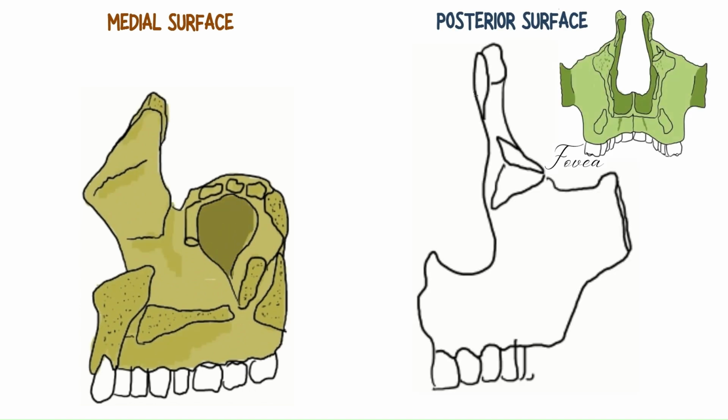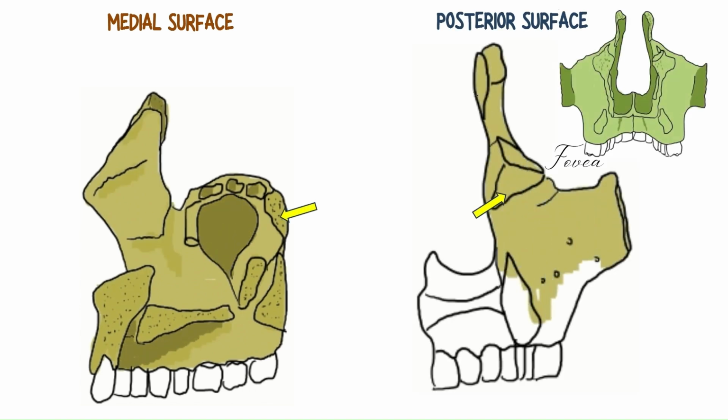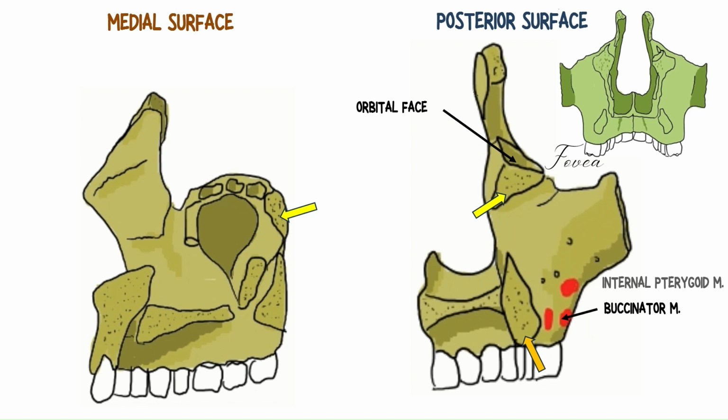The union between the maxillary and the orbital process of the palatine, in close proximity to the orbital face of the maxillary, and the point between the maxillary and the pyramidal apophysis of the palatine. Important muscles such as the buccinator, internal pterygoid, and external pterygoid also insert here.